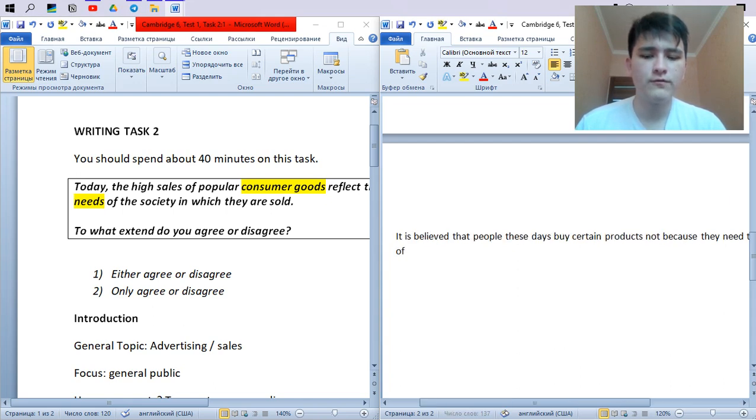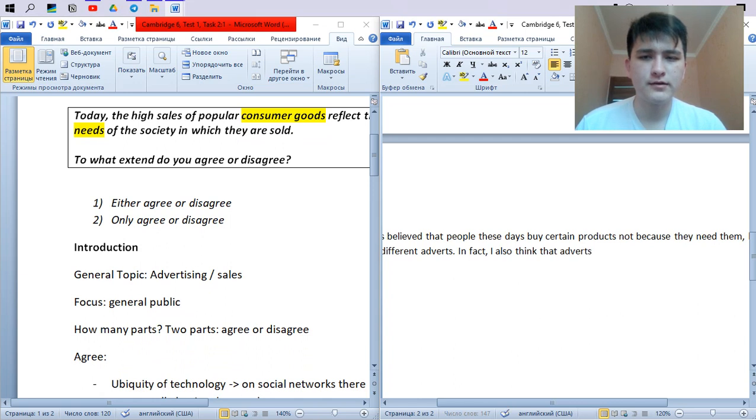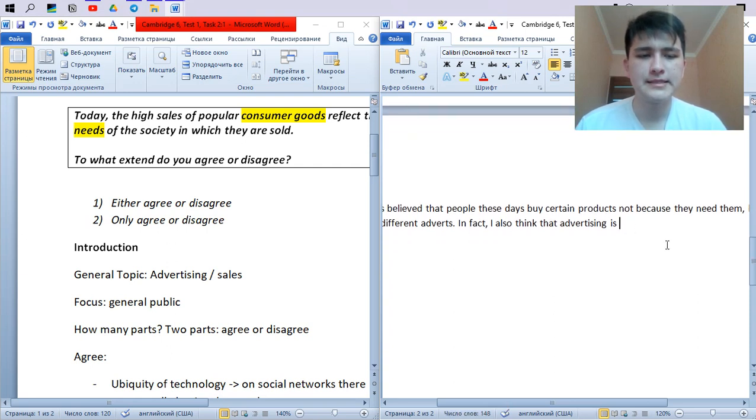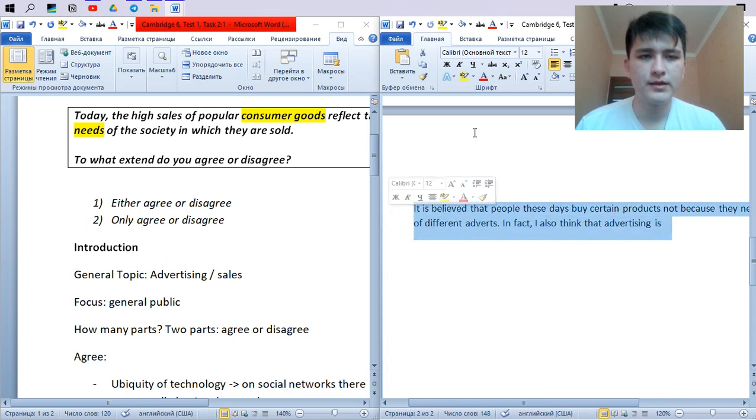because of the impact of advertising, or let's just say because of different adverts. Although this, okay, now I just want to agree, right? Just want to agree. In fact, I believe that, in fact, I also think that advertising is responsible. Well, I guess that's not the right word. Advertising is, okay. So just let me make it a little bigger.